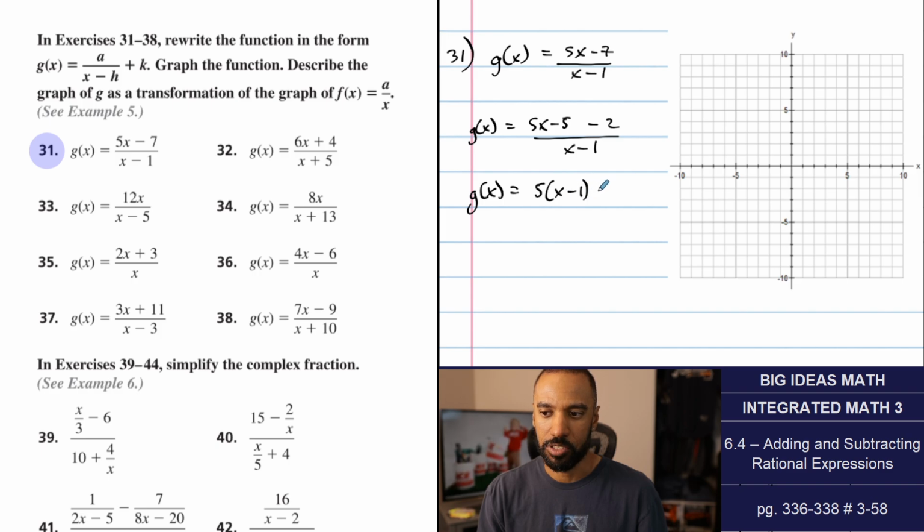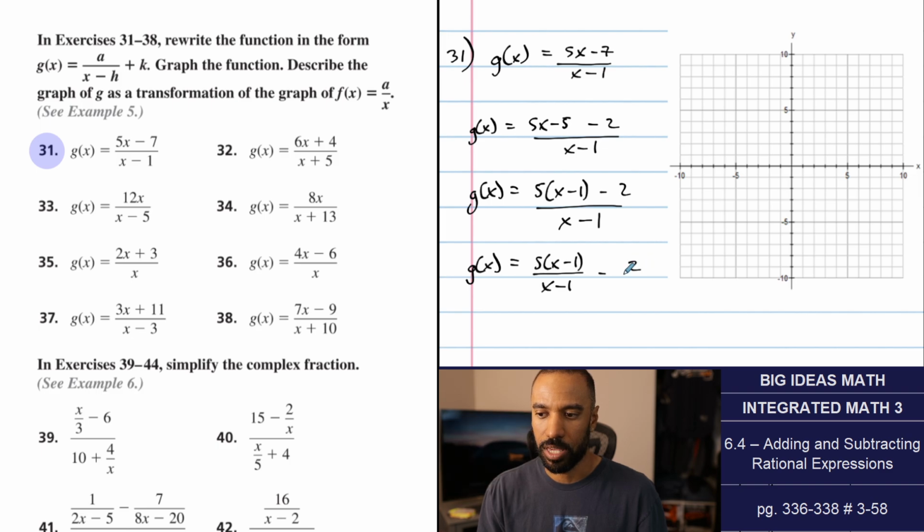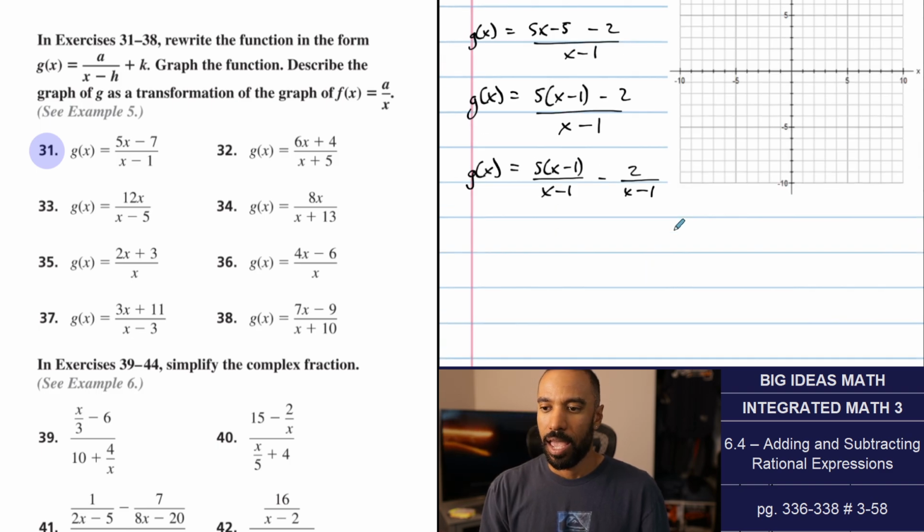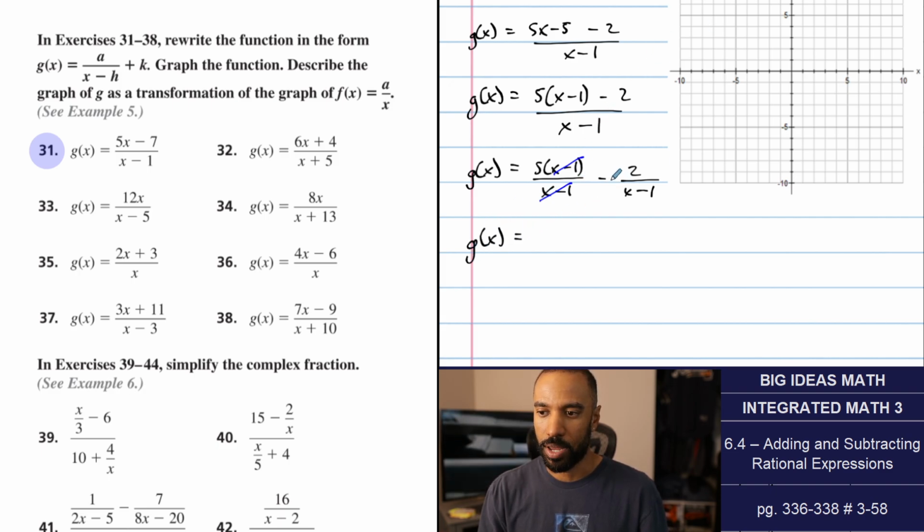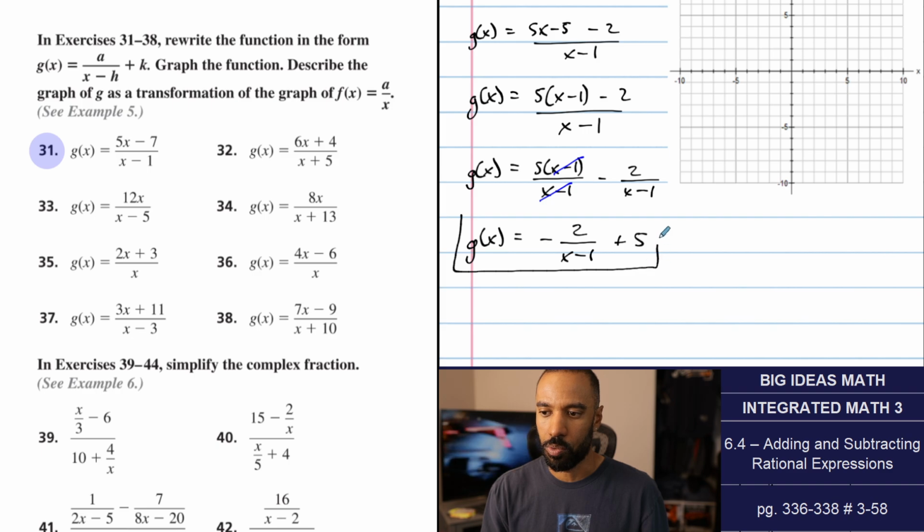So I factor out a 5 to get that x minus 1, and now we can split this up into 2 different fractions, so those x minus 1s can cancel. And now that those are gone, that's just a 5. In terms of writing it in this other form, I'm going to write the negative 2 over x minus 1 first. So this is negative 2 over x minus 1 plus 5. So this is a rewrite of that.